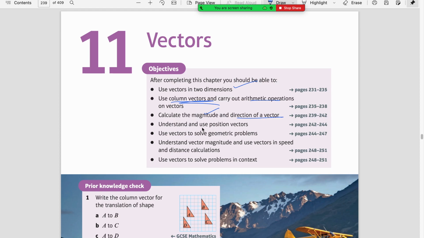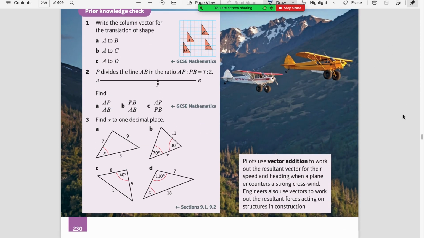Understand the use of position vectors, OA, OB. Use vectors to solve geometric problems. We'll see what we have. Understand vectors magnitude and use vectors in speed and distance calculations. Use vectors to solve problems in the context, whatever problems are given.